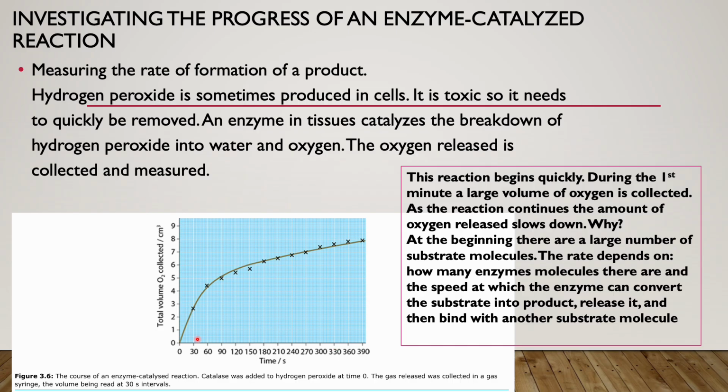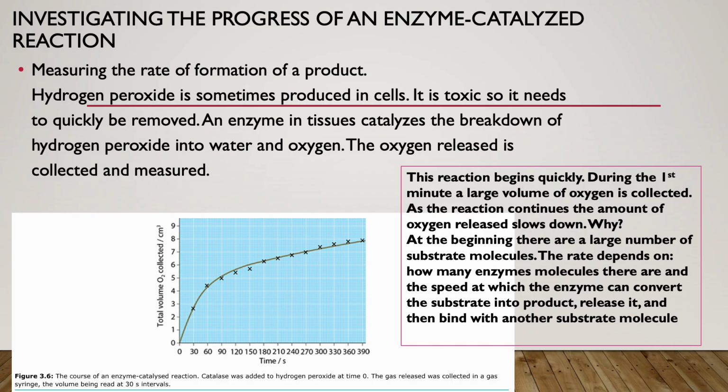The reaction begins quickly. During the first minute, a large volume of oxygen is collected. As the reaction continues, the amount of oxygen released slows down. How come? At the beginning, there's a large number of substrate molecules. The rate depends on how many enzyme molecules there are and the speed at which the enzyme can convert the substrate into product, release it, then bind with another substrate molecule. As more substrate is converted into product, there are fewer substrate molecules to bind with the enzymes, which allows the reaction to slow down and eventually stop.